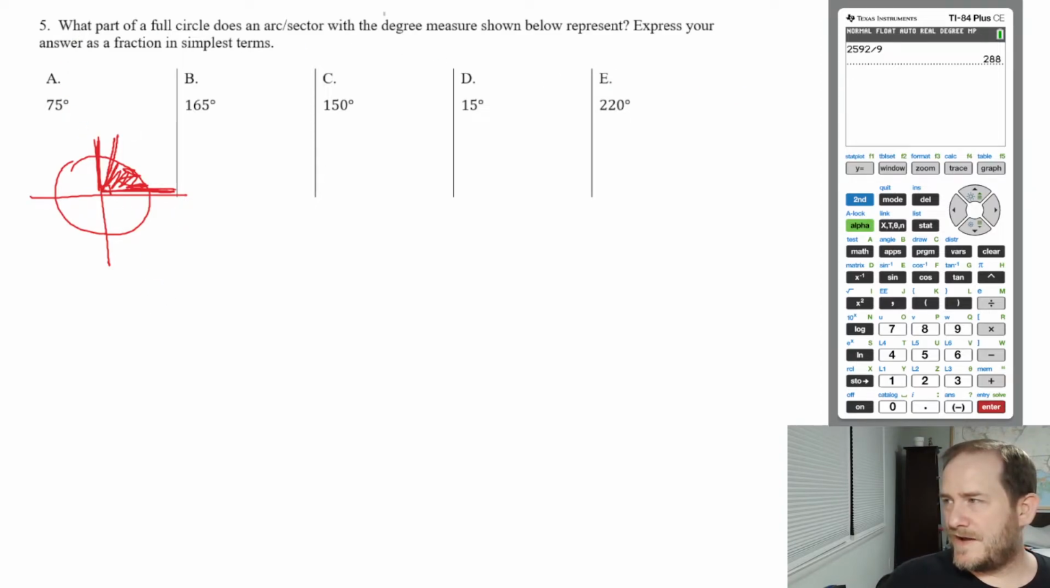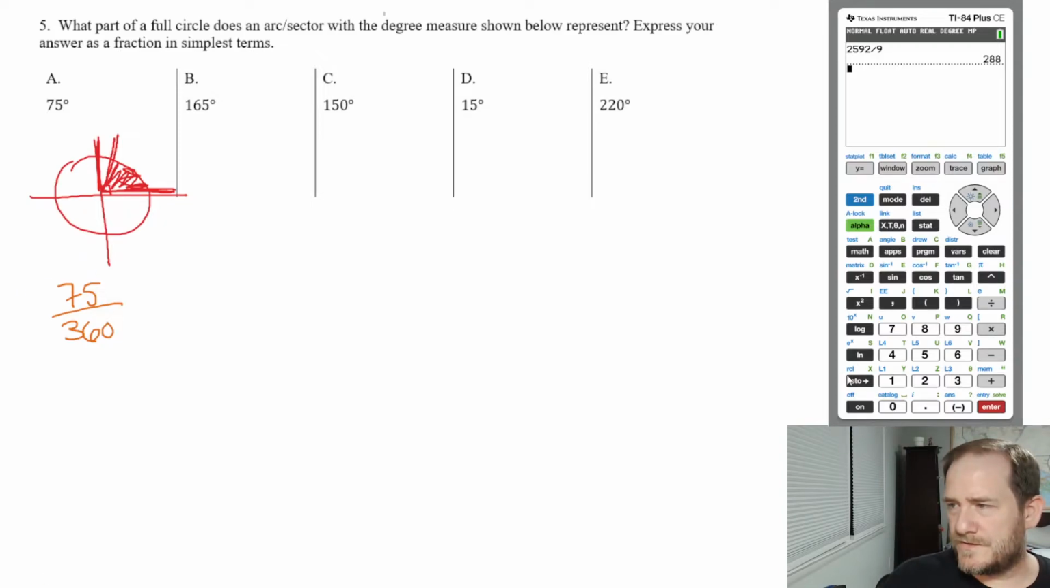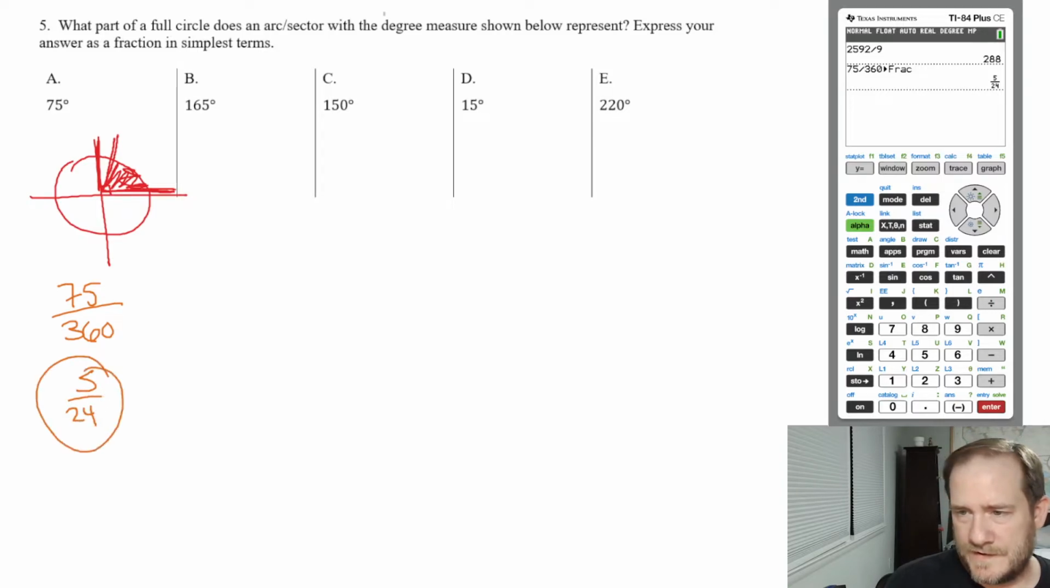How do you just find it though, numerically? Well, numerically you just do 75 divided by 360, and you reduce that fraction. And if you've got a calculator, then this is no work at all. You just type those numbers in. So 75 divided by 360. I'm even just going to go ahead and hit MathFrac right away. It's 5/24. So this answer is 5/24. That's it. For part B, you just do the exact same thing, but this time with 165.